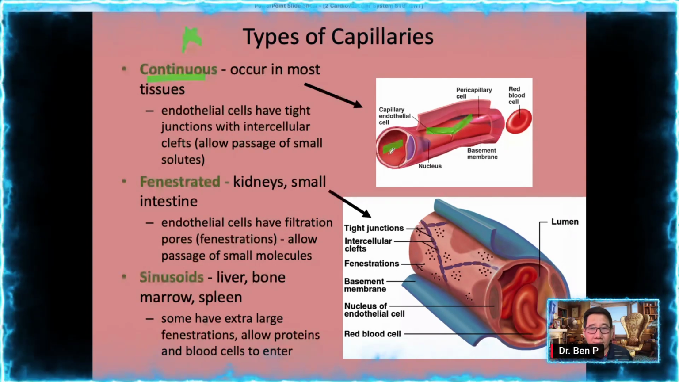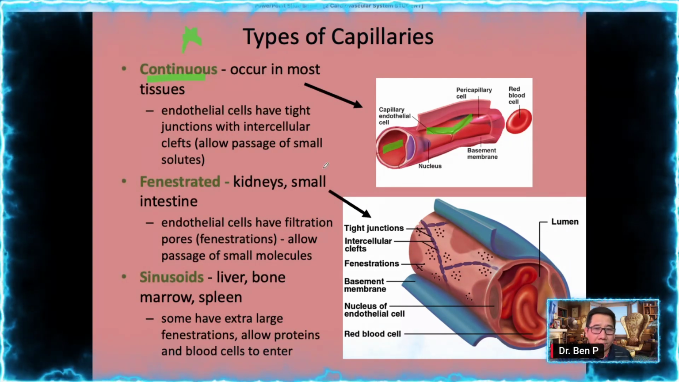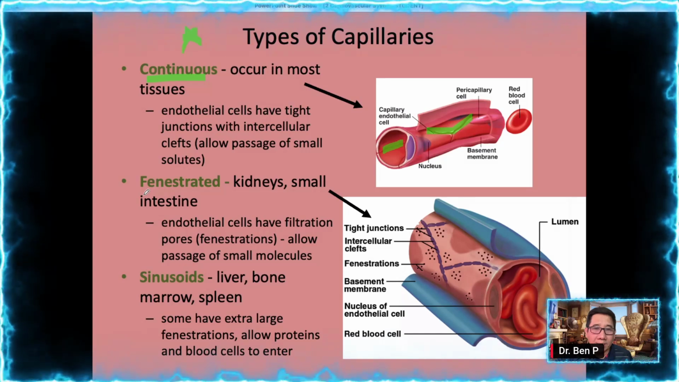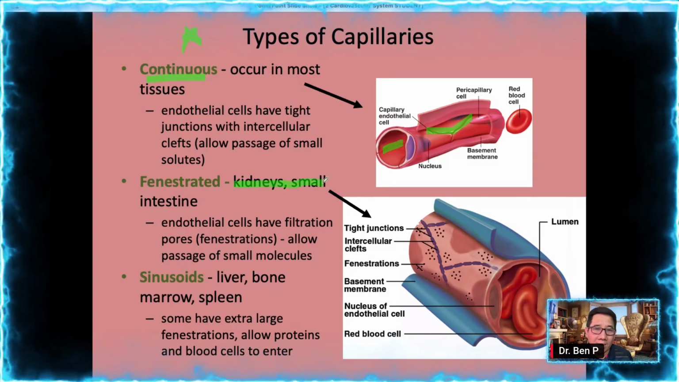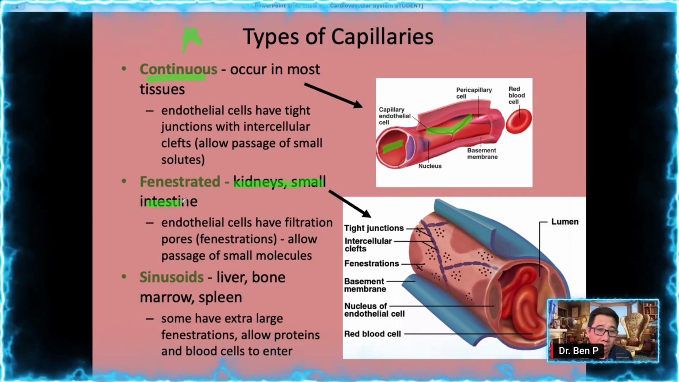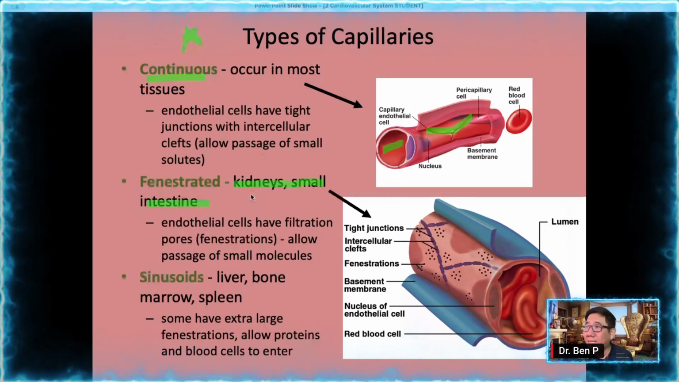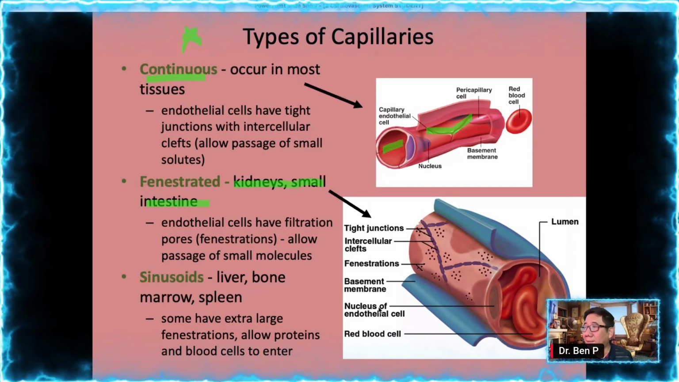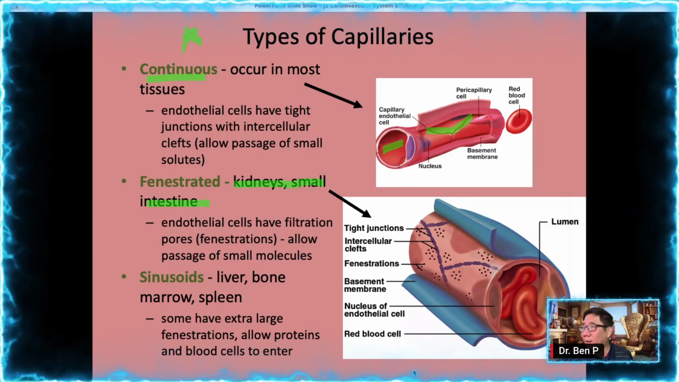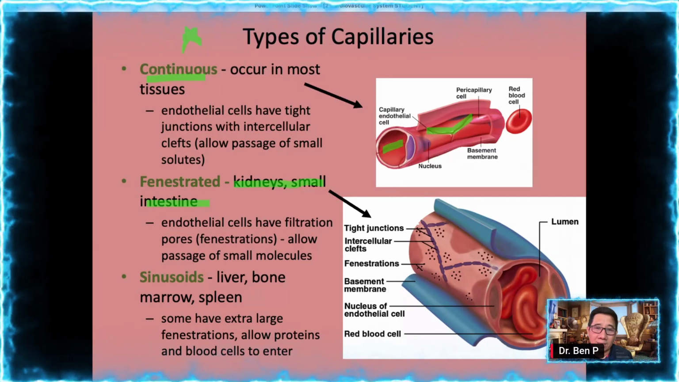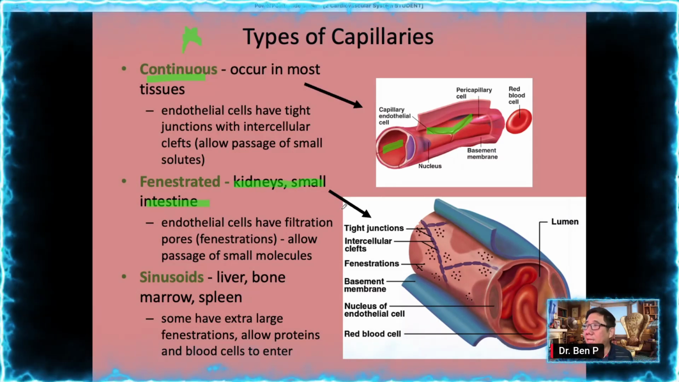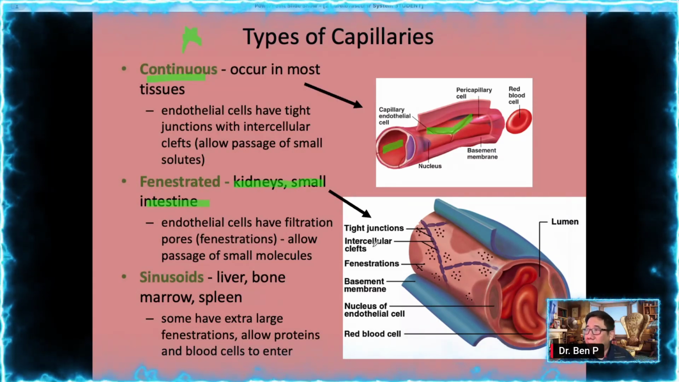Most of your body tends to have that type. The other type is called the fenestrated. Fenestrated is only usually in your kidney and your small intestine. Remember the location. That's where I'm going to test you on your exam. Is location of where these actually are. Okay, the location where these are. So fenestrated, it's going to be in your kidney and your small intestine.